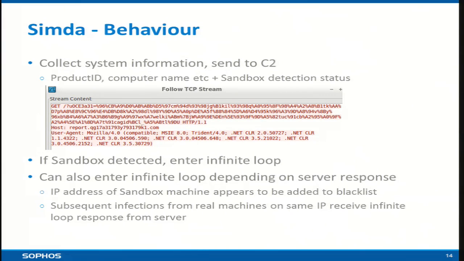And sort of through experimentation, it shows that if you execute a Simda sample on a machine where it detects that it's running in a sandbox, that then prejudices any future executions that you carry out on a machine that's hardened against these detection techniques. So we execute it once and the sandbox gets detected. It reports that information to the command and control server. You harden your machine against the detection techniques and try again, and now the server tells you to enter the infinite loop again because it knows that your IP address belongs to a sandbox.